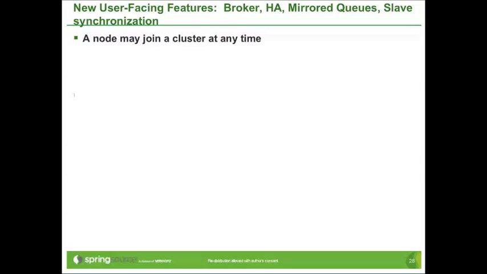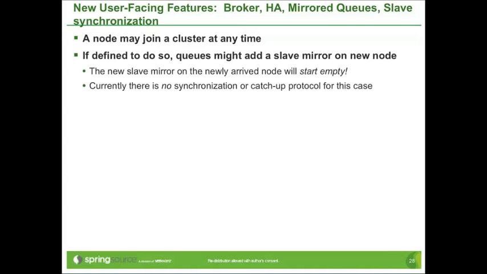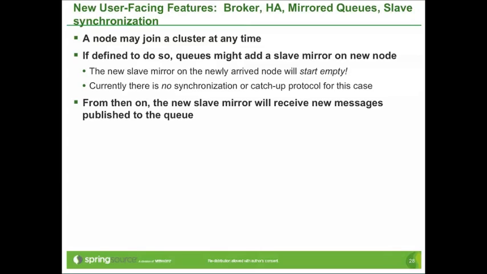So going on further into the synchronization behavior, a node can join a cluster at any time. And if you've defined a queue to have mirrors on multiple nodes and a new node gets added to the cluster, well, that new slave mirror will get created on the newly arrived node, and it starts empty, which is important to remember. There's no synchronization or catch-up protocol that causes the newly arrived, empty node to be caught up to the state of the master.